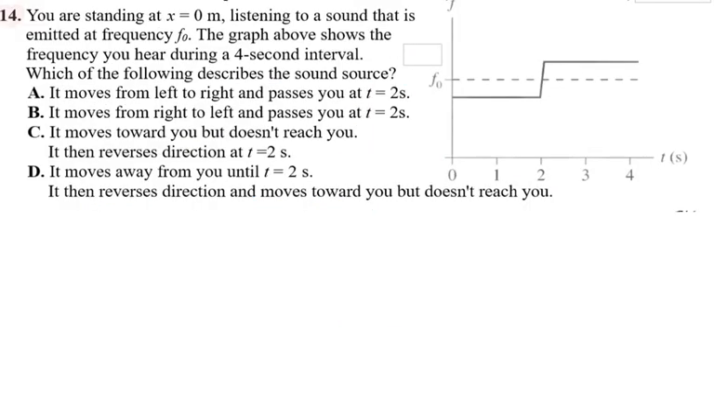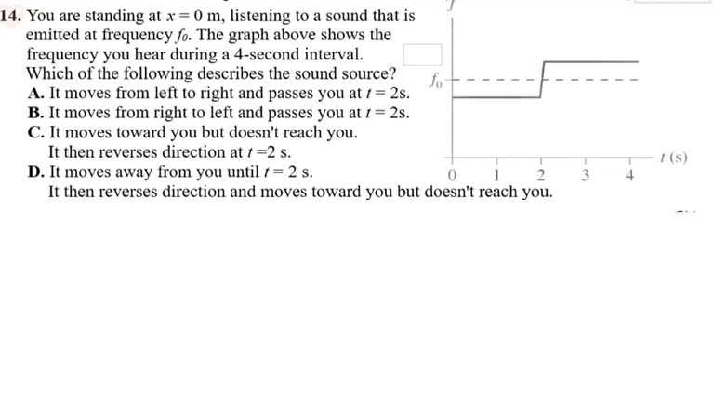Here's one more example I want to look at with you today. You're standing at x equals 0 meters listening to a sound that is emitted by frequency f sub 0. The graph on the right, I moved it to the right, shows the frequency you hear during the 4 seconds interval. Which of the following describes the sound source?